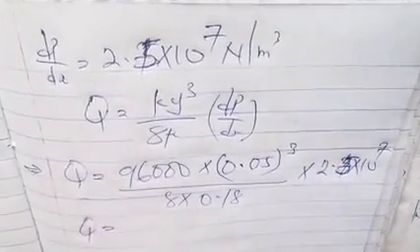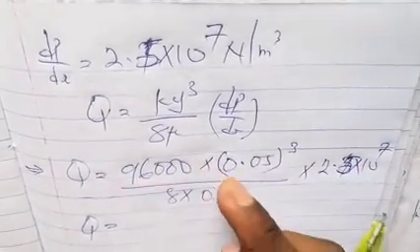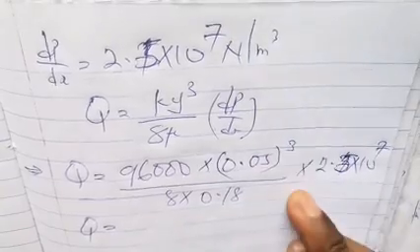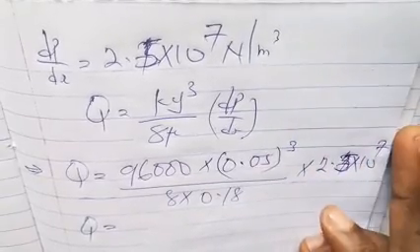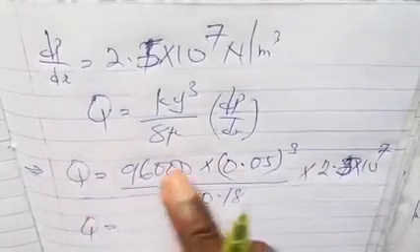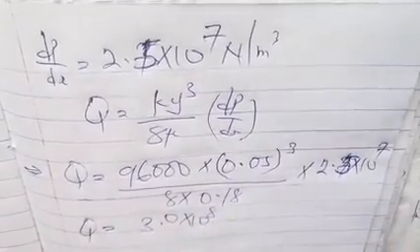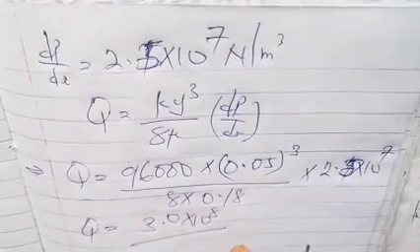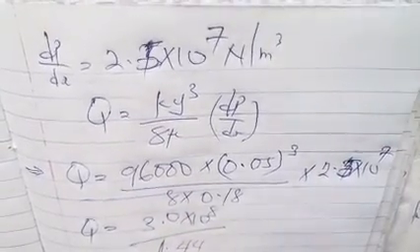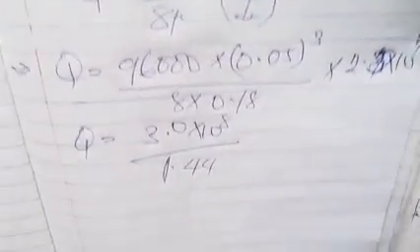So Q is equal to, to save time, let's multiply all through the numerator. 96,000 times, open a bracket, 0.05 to the power of 3, multiplied by 2.5 by 10 to the power of 7. Multiplying through the numerator, we have 3.0 by 10 to the power of 8, all over 8 multiplied by 0.18, which gives us 1.44. So now we do 3.0 by 10 to the power of 8 divided by 1.44.